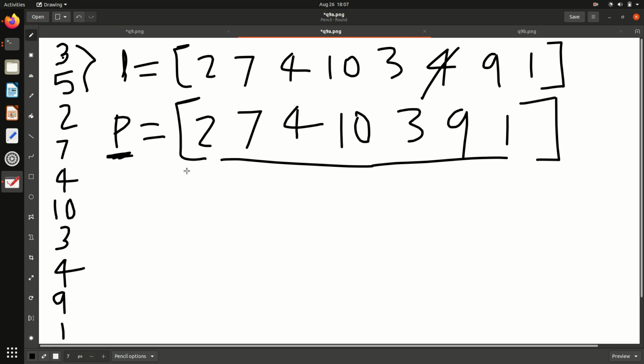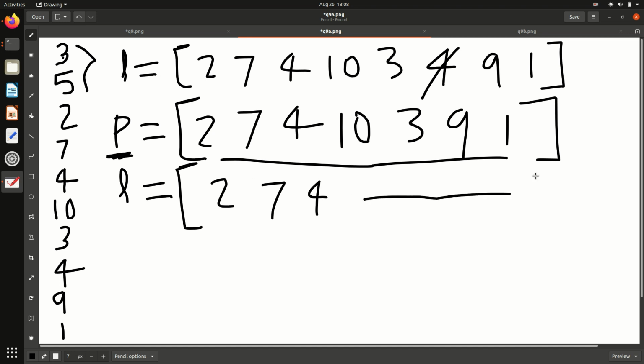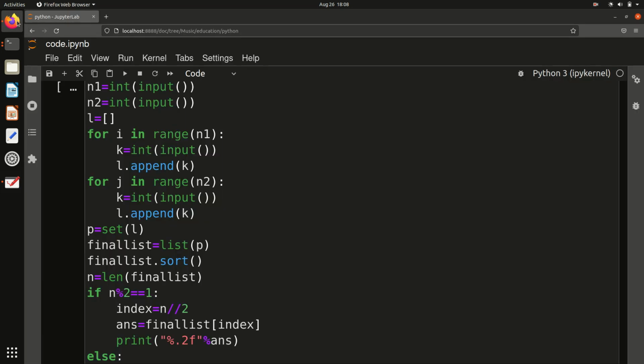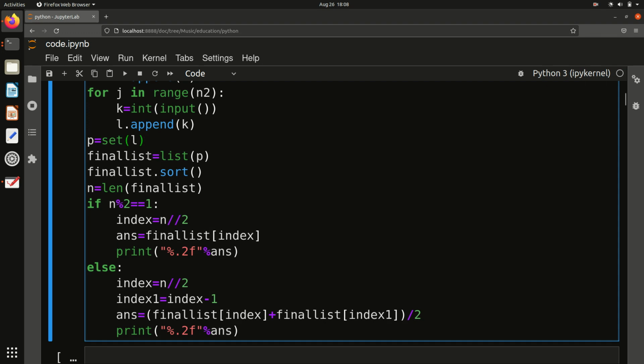Can you tell me why? Because a list is more appropriate in order to get numbers by index and all that. So that's why we converted this into a set and then back into a list. We will see afterward why we did that. So the same thing will be copied here, 2, 7, 4 and so on, whatever is there. Everything will be copied. Now finally we got all the numbers. So see, this is the final list. This set we have converted into a list, and finally we sort that list. After sorting, we found out the length of the list.